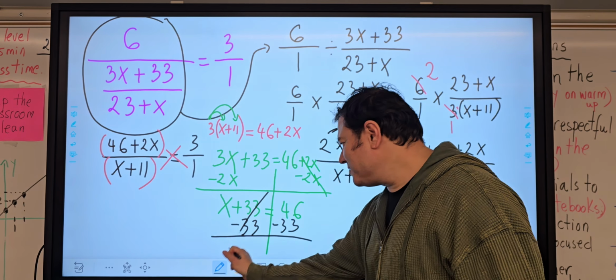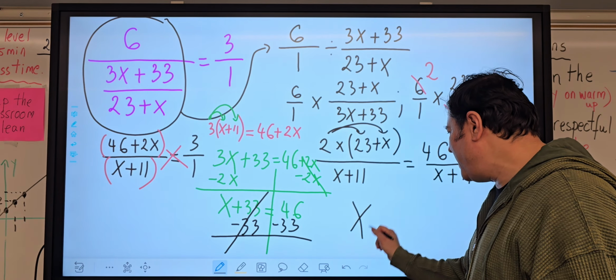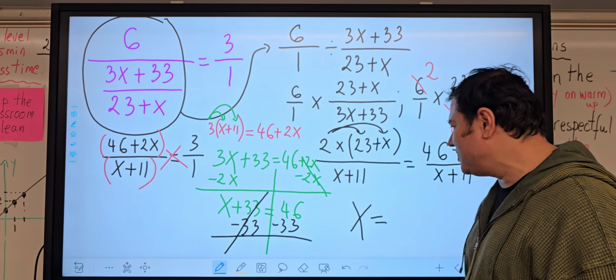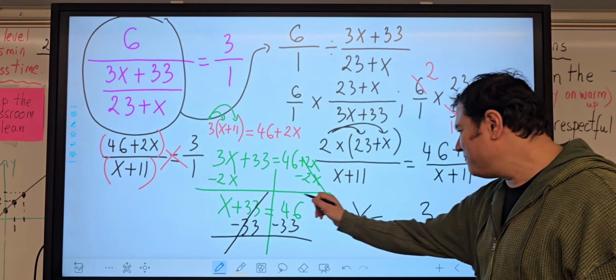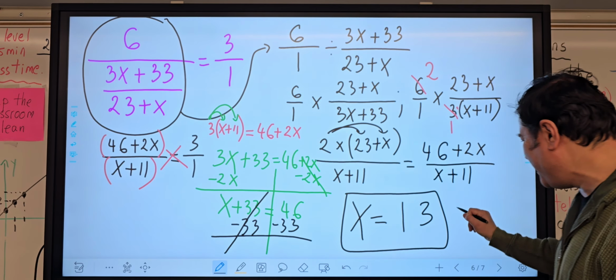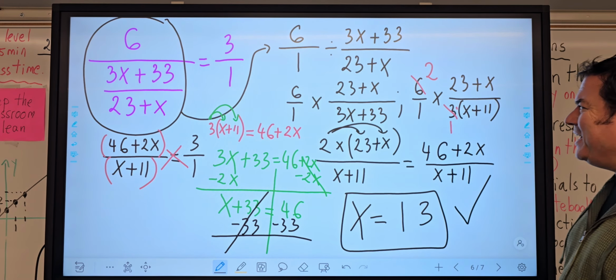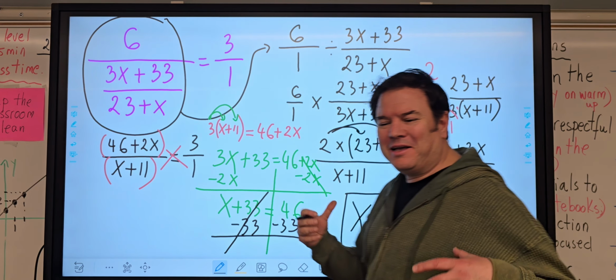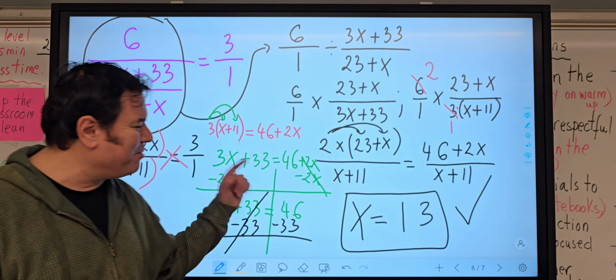33 minus 33 cancels out. So now we get x equals 6 minus 3 is 3, and 4 minus 3 is 1. X equals 13. We got the answer. Finally, okay, after all this tedious work, we were able to get the answer.